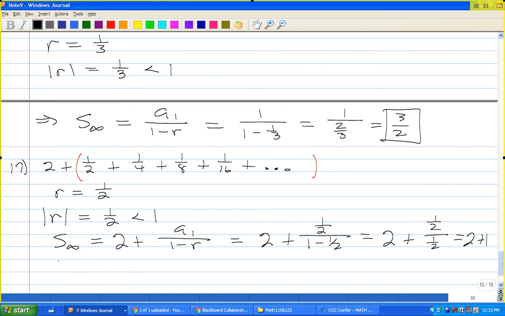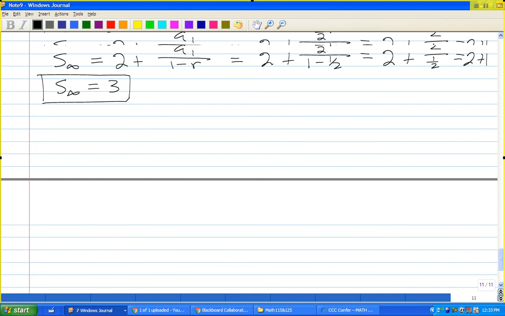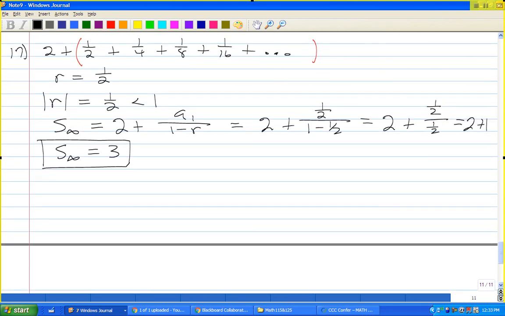And so if I add up all these terms, I'm going to get the number 3. So 2 plus a half plus a fourth plus an eighth plus 1/16 plus, continuing forever, you get 3. So the sum of those terms, adding up forever, is 3.